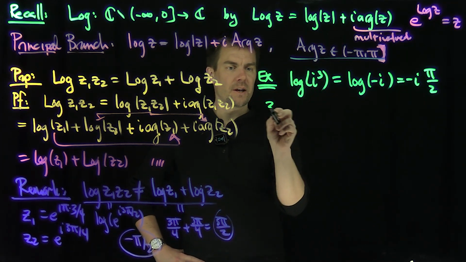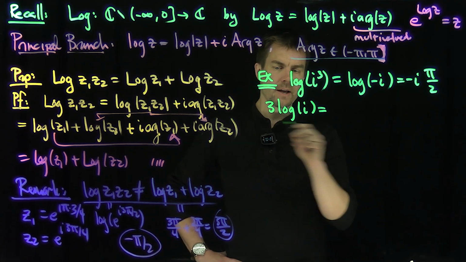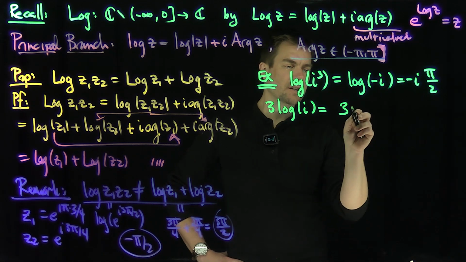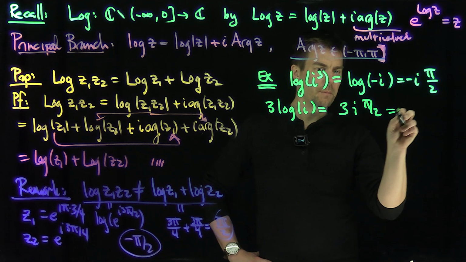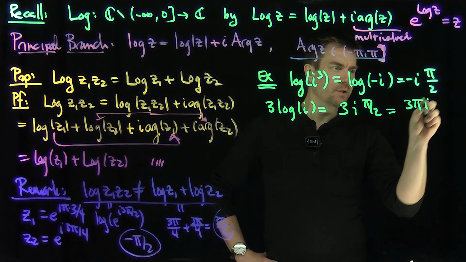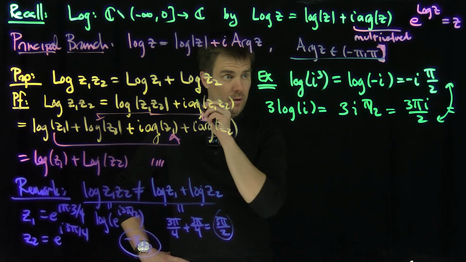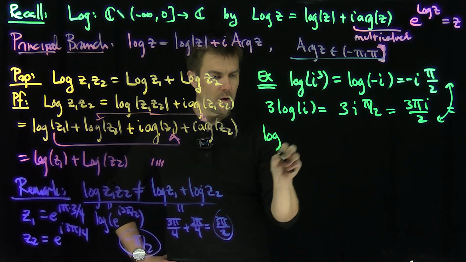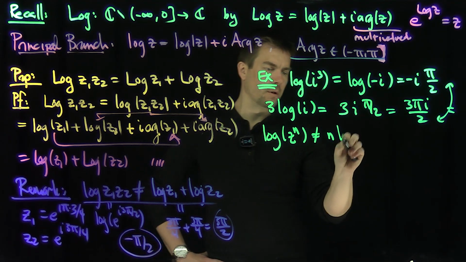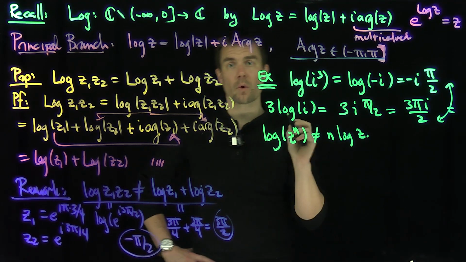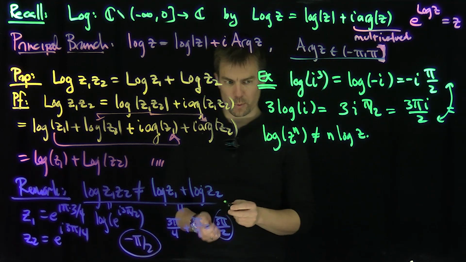But what is 3 times the log of i? 3 times the log of i, for example, is going to be 3 times the principal log of i, which is i times pi over 2. So that's going to be 3 pi i over 2. And clearly those things are not equal to each other. So it's not the case that the log of z to the n is, in general, equal to n times the log of z. So those ordinary rules for logarithms fail for the principal branch, right?